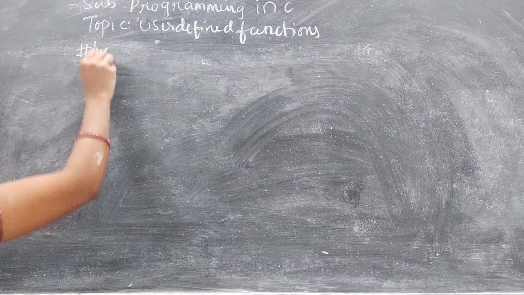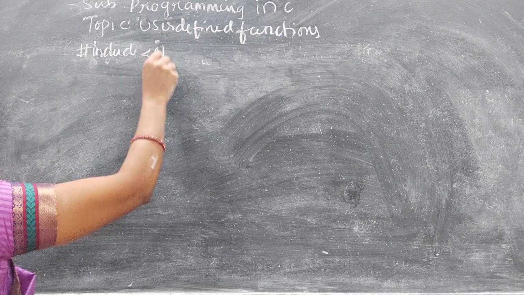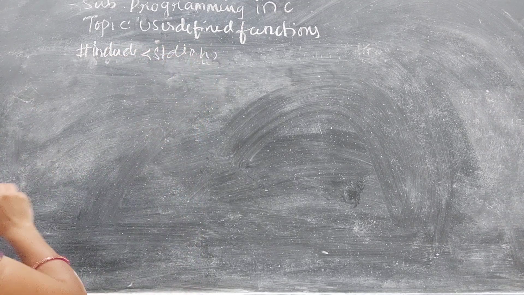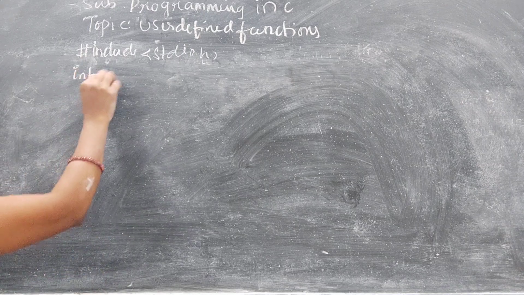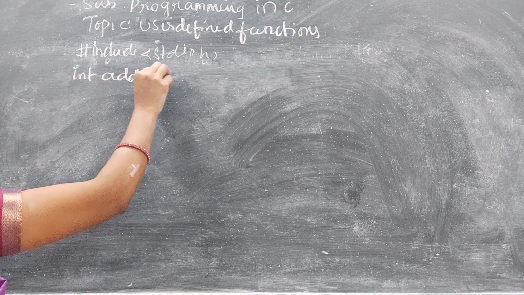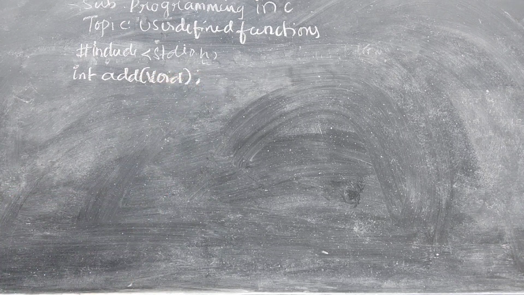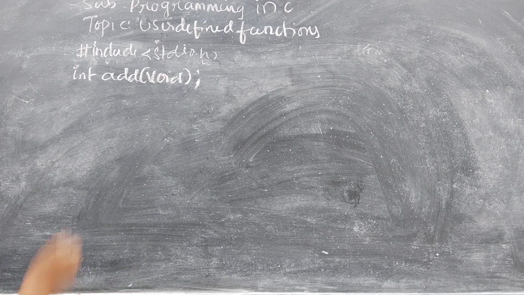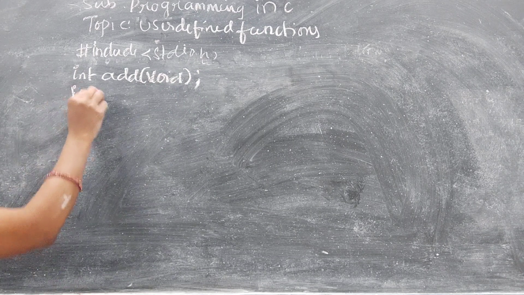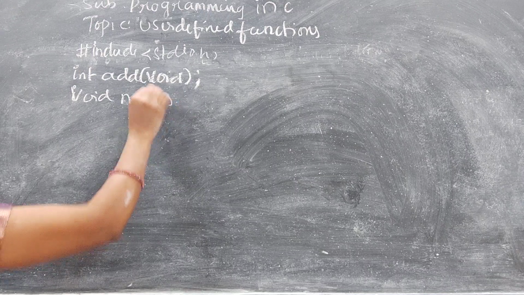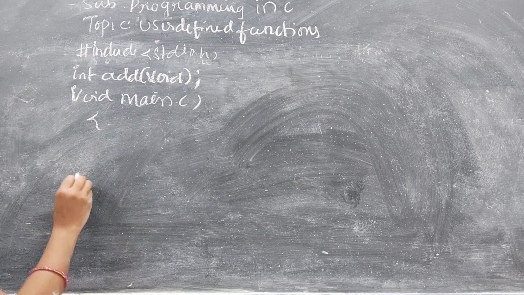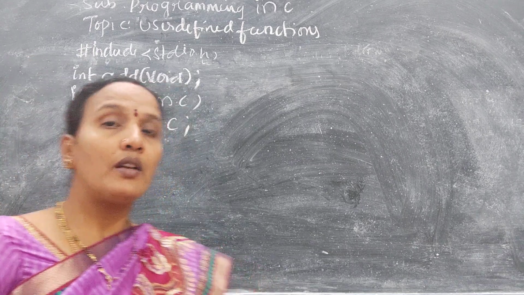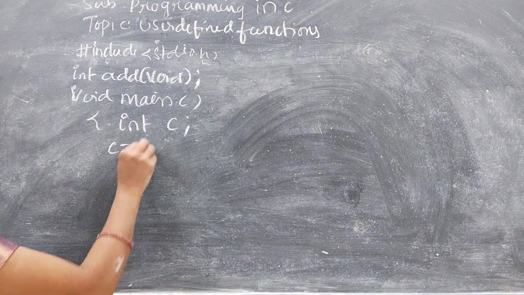Include stdio.h header file. Here I am giving a function, int add void. Void means what? There is no argument. Directly you are calling the function. Next, void main. Here I am declaring one variable, int c. Now you see, c equals add.